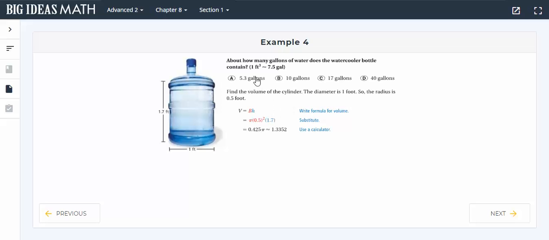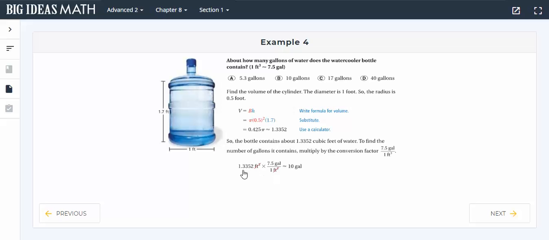And so we want to know about how many. So you take a look at your choices up there. That's cubic feet of water. To find the number of gallons it contains, you have to multiply by the conversion factor of 7.5 gallons over 1 cubic foot. So you've got this number times your 7.5 gallons over 1 cubic foot. The feet will cancel. You're just multiplying those two numbers, and it's about 10 gallons. So the answer is B.